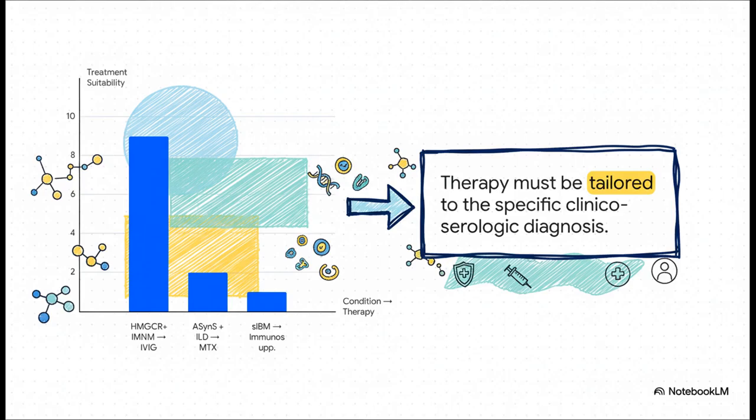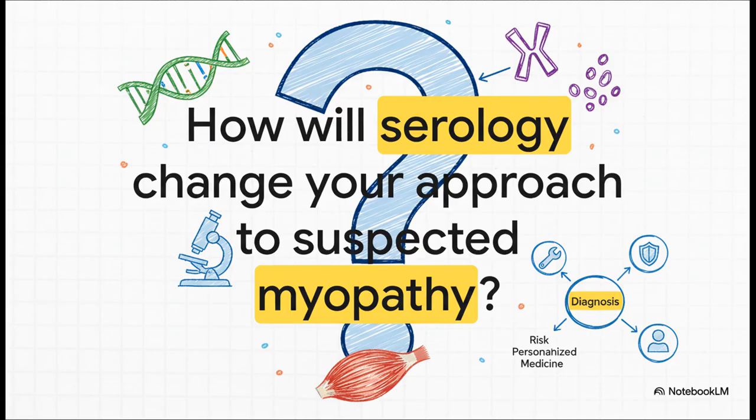Look, the goal of this entire approach is to move beyond generic, unhelpful labels like polymyositis. It's about using the modern tools we have, especially serology, to get to a precise clinico-seropathologic diagnosis. Because that precision is what allows for accurate prognostication and, most importantly, leads to better, safer, and truly personalized care for our patients.